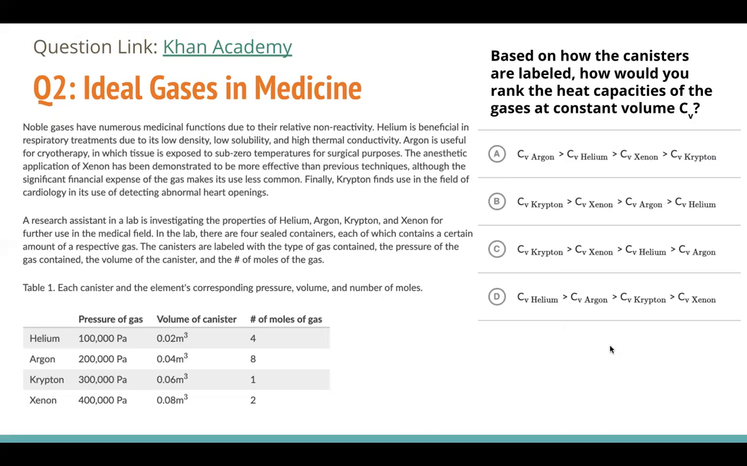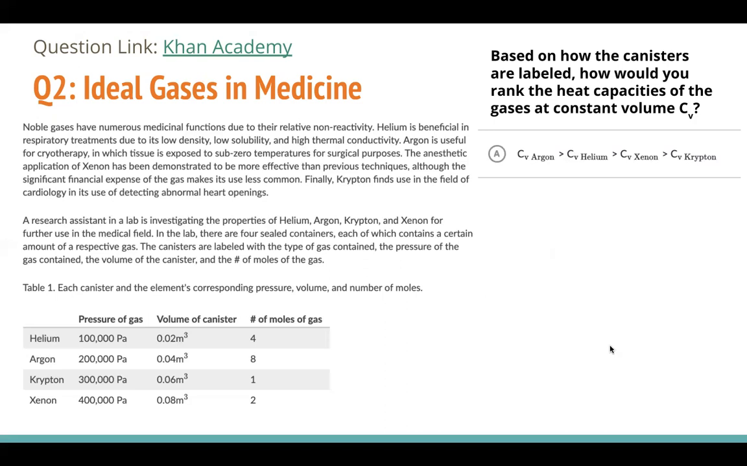Okay, so let us move on to the answer. So the answer is argon, then helium, then xenon, and then krypton. If you're only thinking about heat as a function of temperature, then you might be surprised by this answer, but there are some separate equations for heat capacity that we have to use for questions like this.